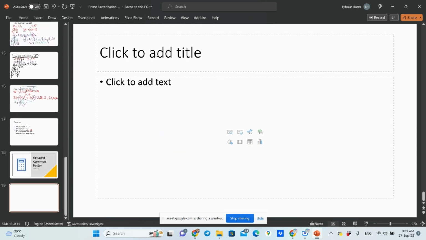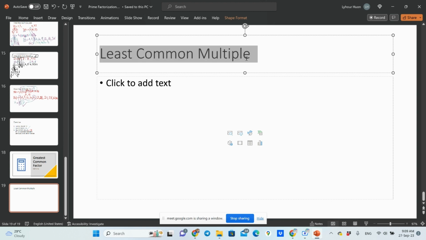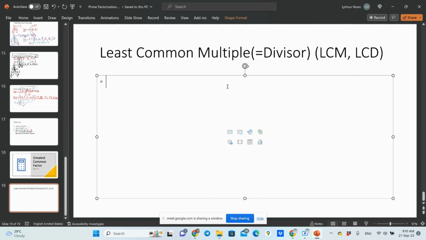Okay, next we will go to the least common multiples. Sometimes you may see it called least common divisor. So you may see LCM or LCD. It's the same. Some professors say least common divisor, some say least common multiple. It's not different, it's just the same.